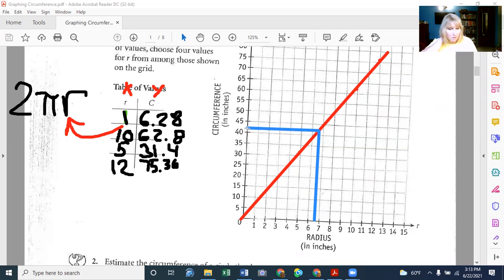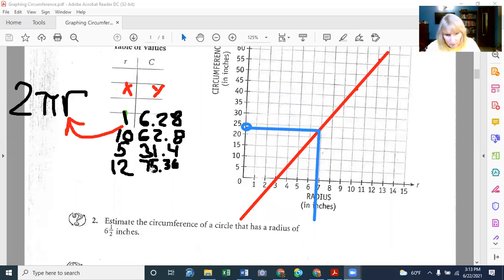So since it's an estimate, what did we land on? We landed in the spot right here, and that's between 40 and 45. So halfway between that, about maybe a little under, I would say you would be okay estimating about 42.5. So for number 2, we would estimate the circumference of a circle that has a radius of 6.5 as 42.5 inches. And since it's just an estimate, we won't be exact. Okay, so that's how you do that type of problem.